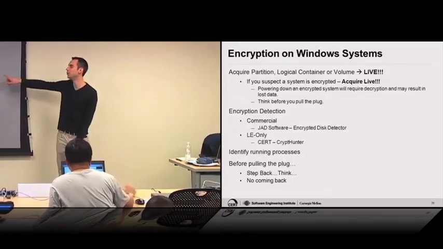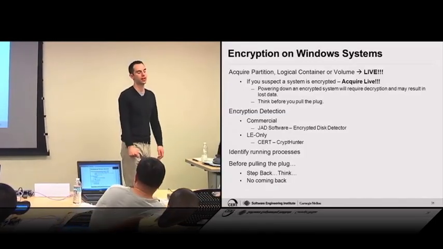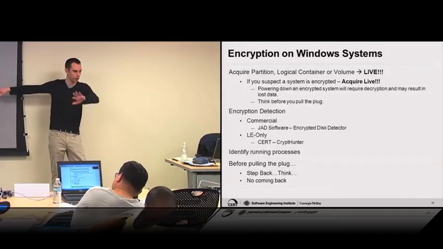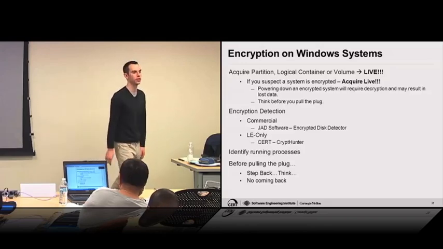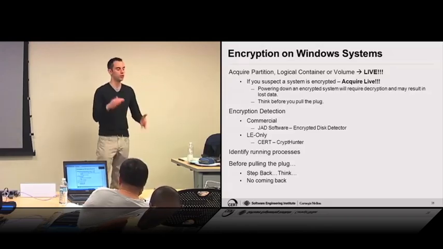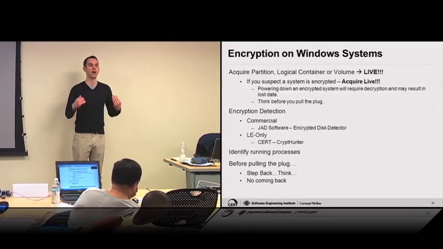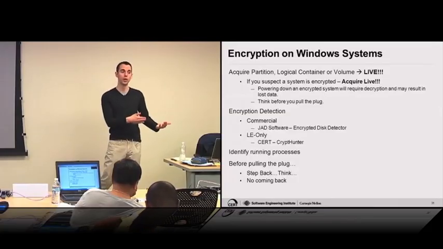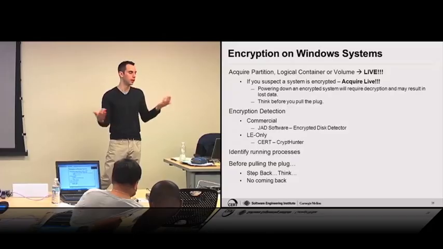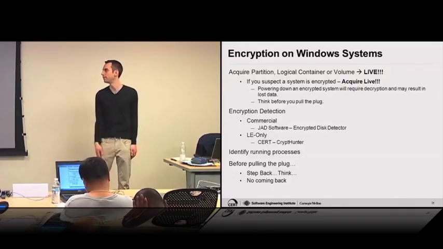There are some tools out there that will do encryption detection. JAD Software makes one called EDD, or Encrypted Disk Detector. But also, for all of you, you're all government folks, I think, so you can get this: the CERT-developed Crypt Hunter, which is basically a command line tool which uses disk signatures to identify mounted encrypted drives, for things like TrueCrypt and BitLocker and so on and so forth. It's not an imaging tool; it's an identification tool, but it'll allow you to identify whether the system has encryption running, or has a mounted encrypted container, right?